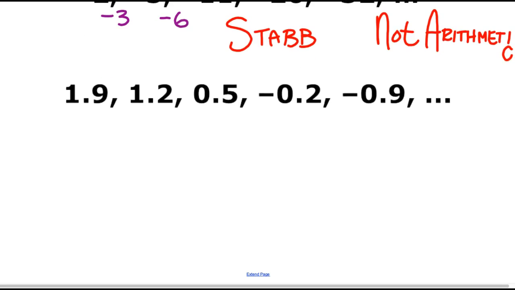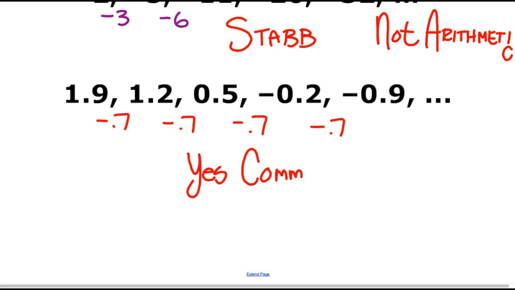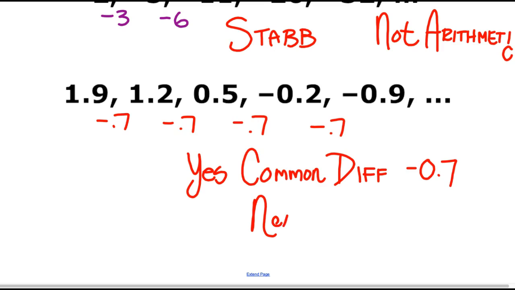What about the next one? Yay or nay? Minus 0.7, right? Minus 0.7. I think it is. So, yes. Common difference of what? Negative 0.7. And the next term would be whatever negative 0.9 minus 0.7 would be.